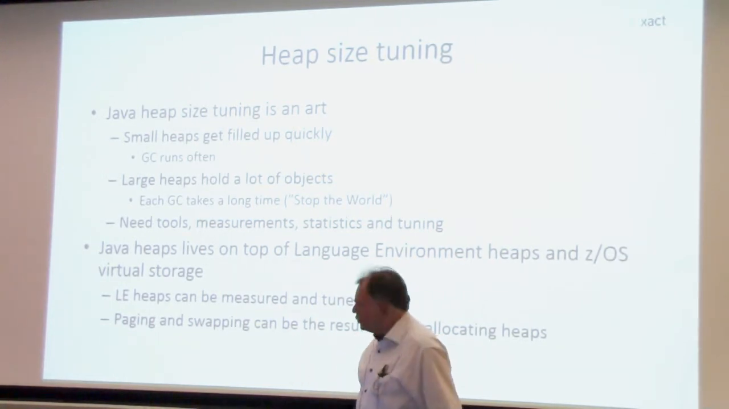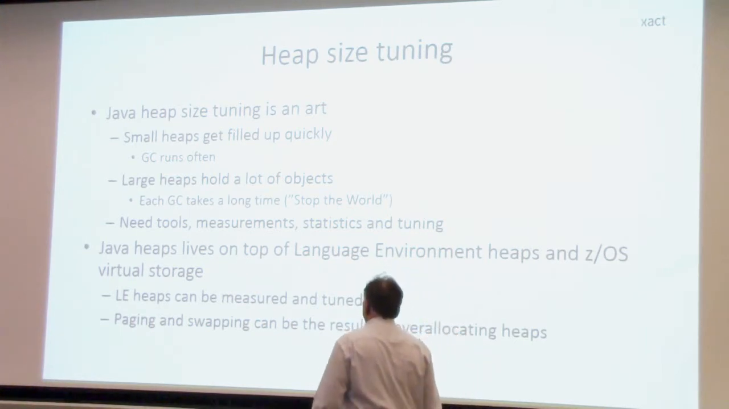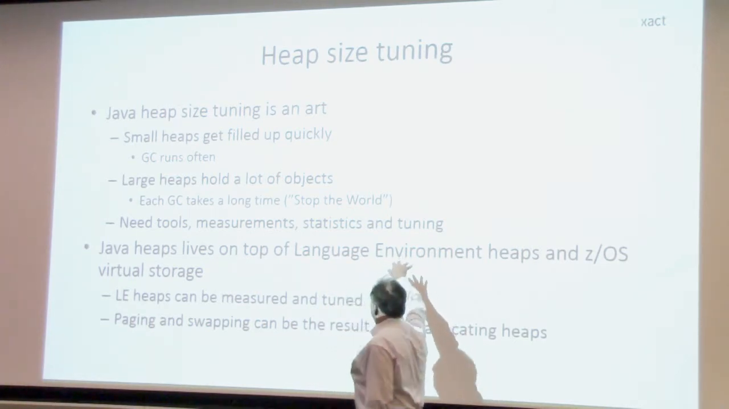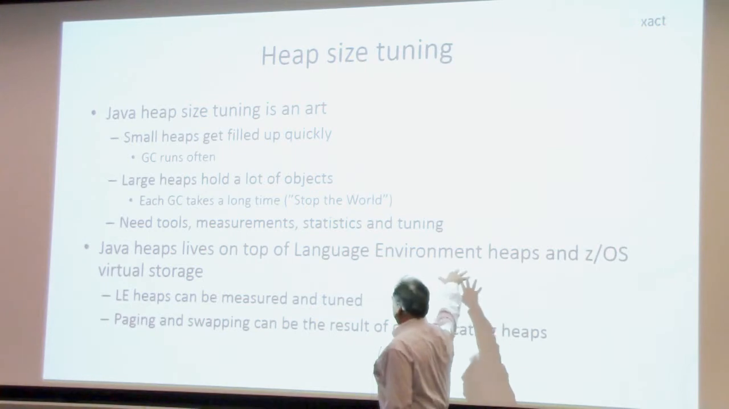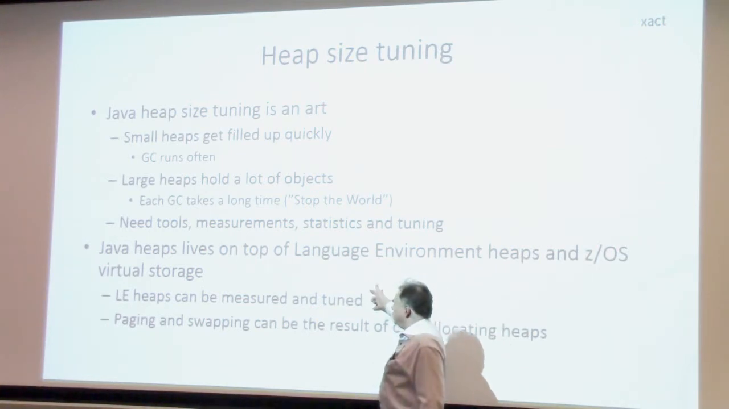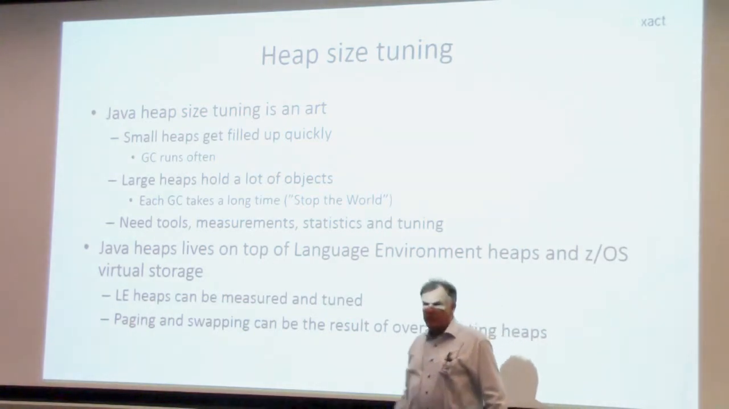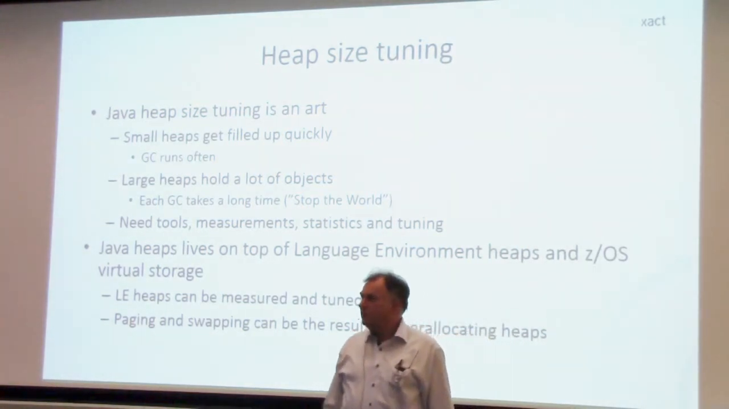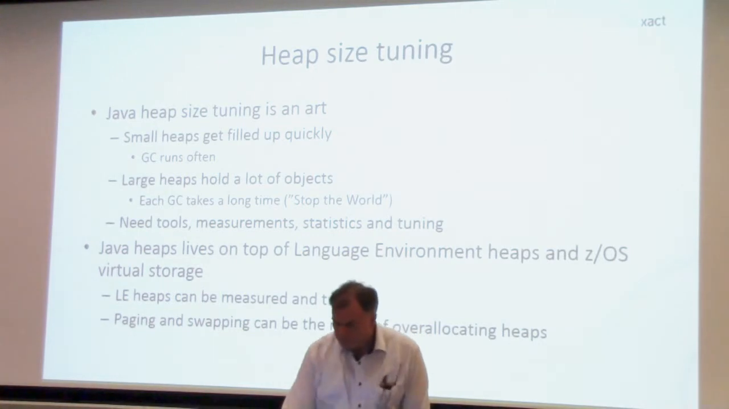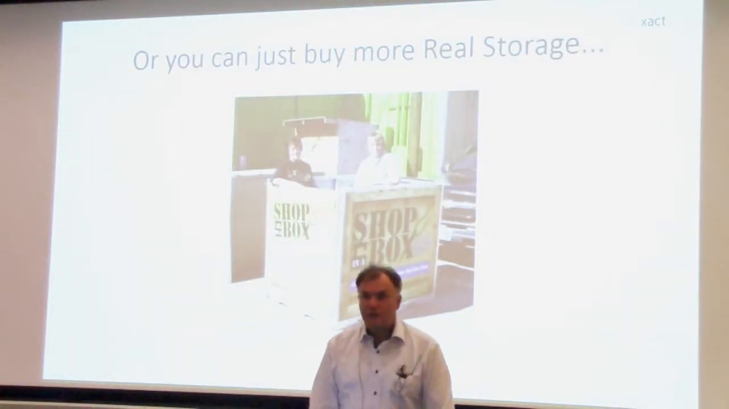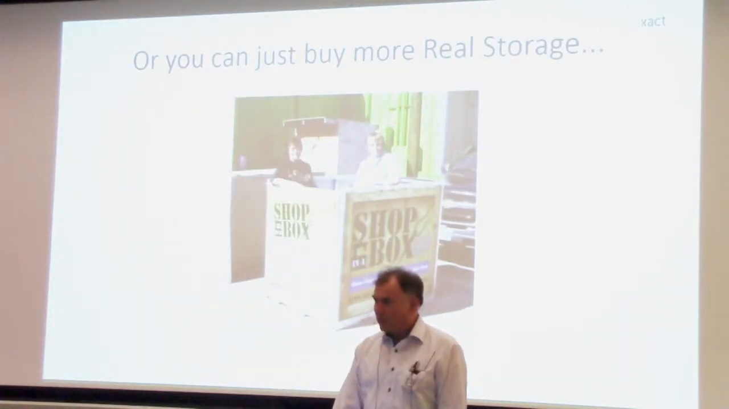But we have to tune them also on 2 levels because Java heaps, as I said, live on top of language environment heaps, and you can tune and measure the language environment heaps, and you can tune and measure the JVM heaps, and you have to look for paging and swapping as well. Or, as they said, you can just go to IBM and buy more storage.